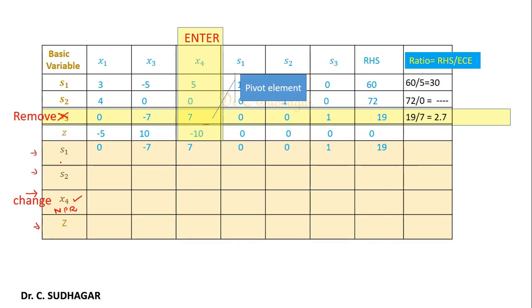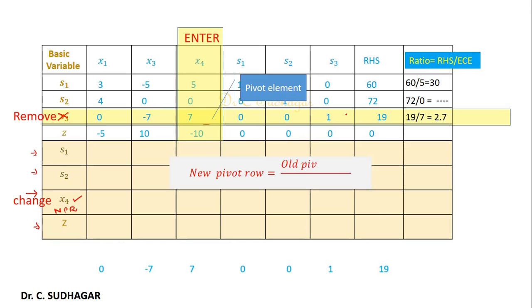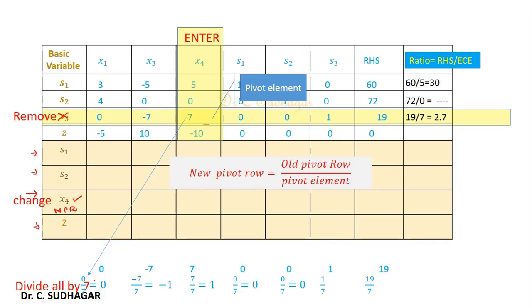For the new pivot row, take the old pivot row elements. From here, because we are changing this S3. So this is called the old pivot row. From the old pivot row, take the numbers. Now apply this formula: new pivot row equals old pivot row divided by pivot element. What is the pivot element? This pivot element is 7 here. Now we are going to divide by the pivot element. The pivot element is 7, so divide all the numbers. 0 by 7, minus 7 by 7, 7 by 7, 0 by 7, 0 by 7, 1 by 7, 19 by 7. So these are the values for us.